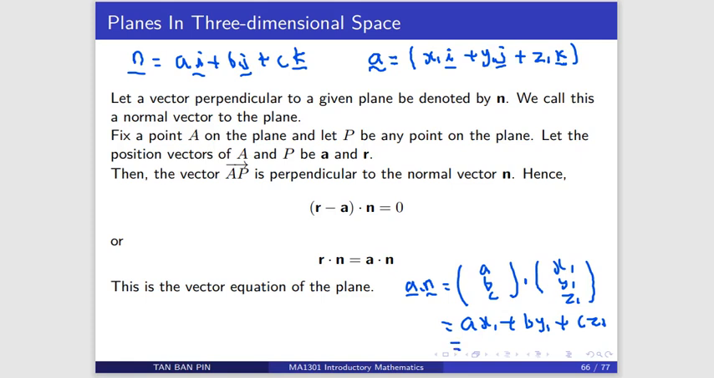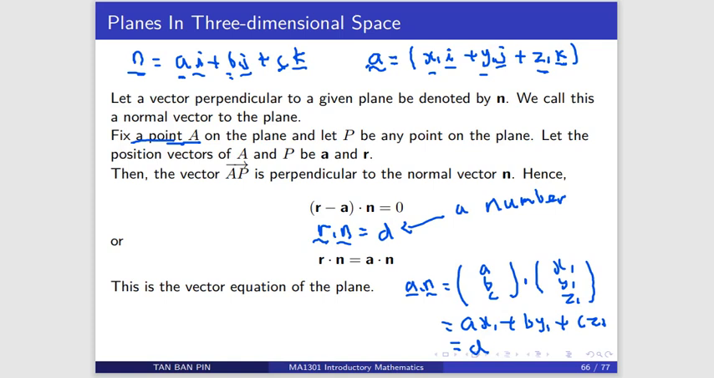And this will just give you a number because A is a fixed point on the plane. So the components x1, y1, z1 are just some fixed numbers. Then the normal vector components a, b, c of i, j, k will also be some fixed numbers. So that means this adds up to give you a constant, we can call it d. So the equation of a plane can be written as r dot n equal to d. And d is just a number, a constant.